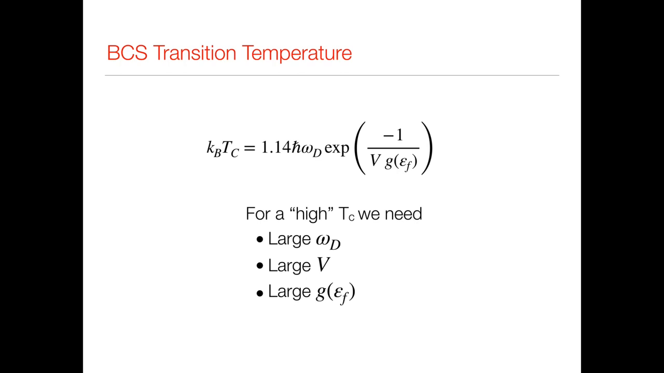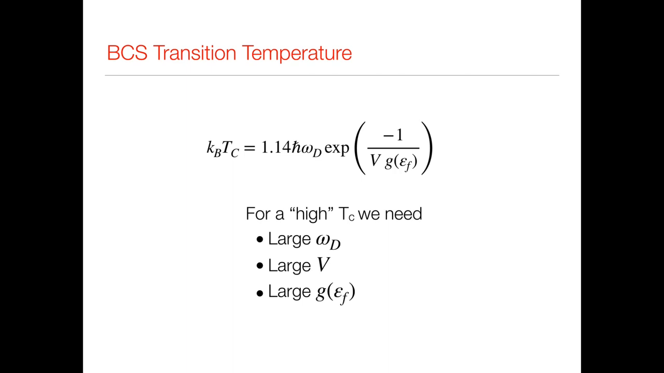It's worth thinking about this equation for a moment and asking, what would we need for a high TC? To make the superconducting transition temperature as high as possible, what do we need? Well, we need a large Debye frequency, so the faster the lattice vibrations, the higher TC will be. We need a large electron-phonon coupling, so we need a large V. We need a large density of states at the Fermi energy, so it has to be a metal.